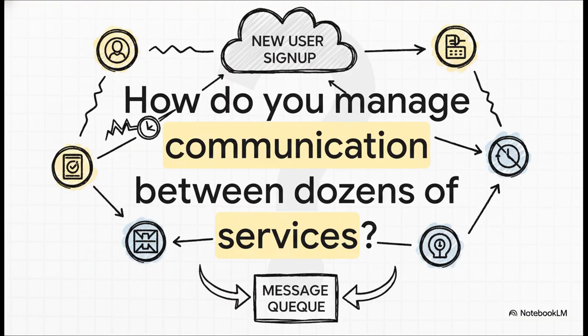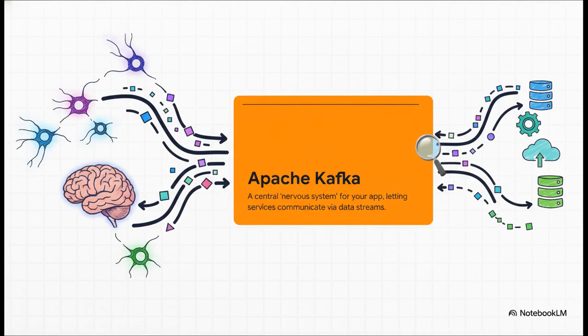Imagine one service needs to tell 5 other services that a new user just signed up. What happens if one of those services is down for a minute or just really busy? How do you make sure that message still gets through without creating this tangled web of connections that's just waiting to break? The answer, and it's a brilliant one, is a tool called Apache Kafka.